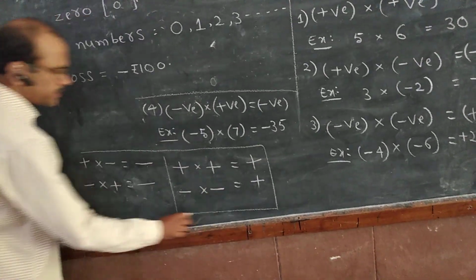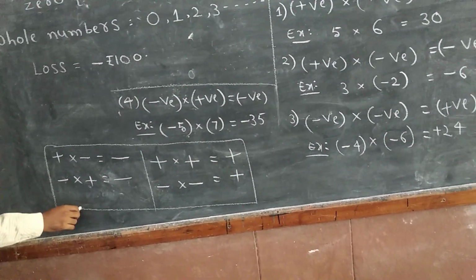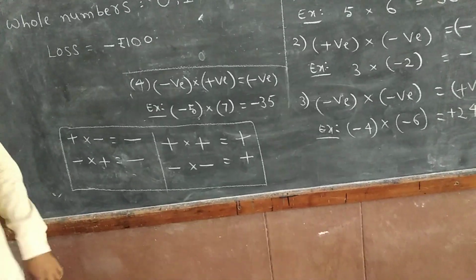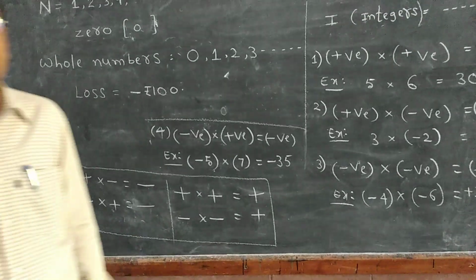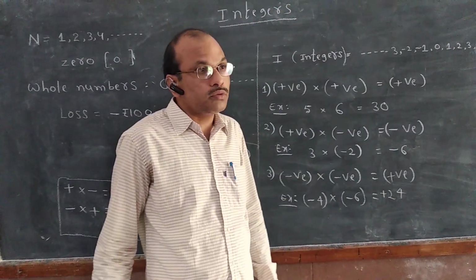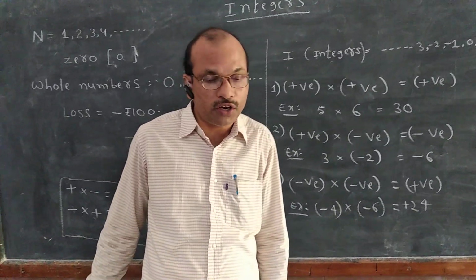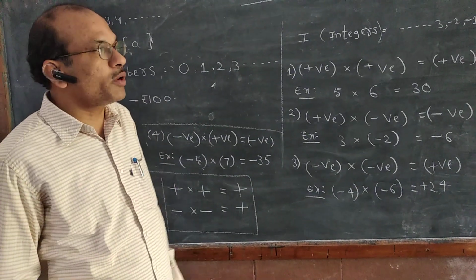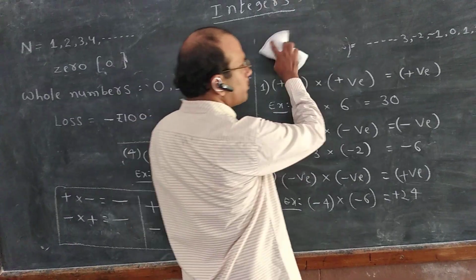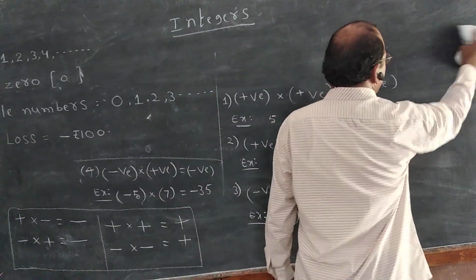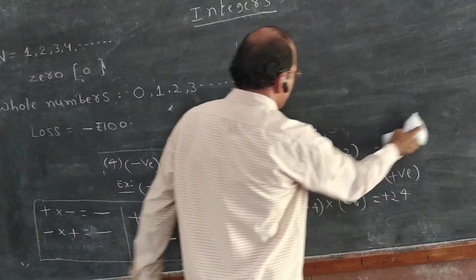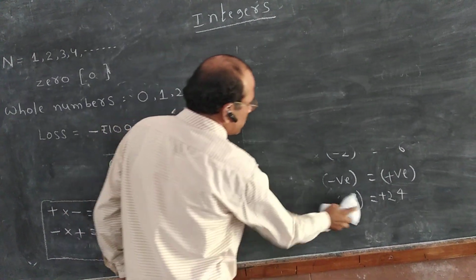Now we are going to discuss the multiplicative properties of integers. Multiplicative properties of integers are properties based only on multiplication. There are some properties which we need to learn, because by using the properties we are able to multiply the integers, and we will see that part of it.